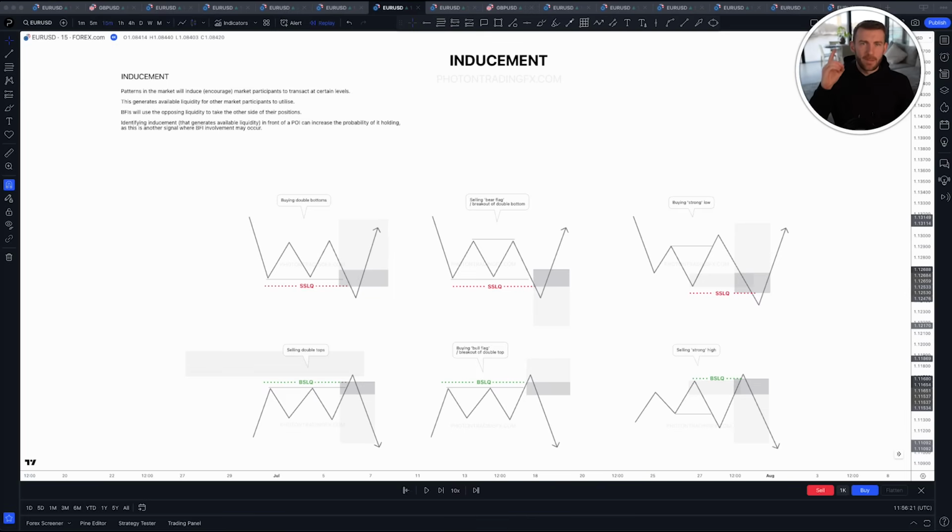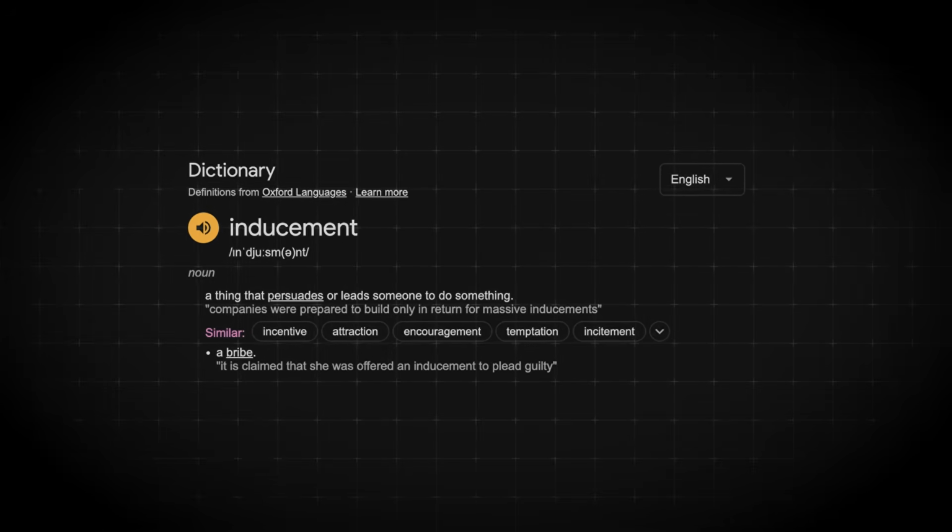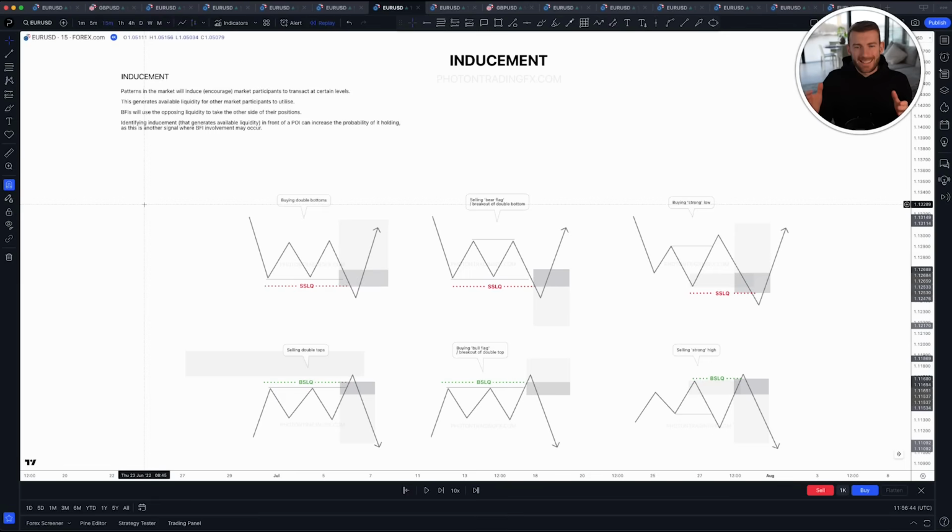Now, why do we get these liquidity pools forming behind these structural points in the market? Well, that's where the concept of inducement comes in. Inducement is a thing that persuades or leads someone to do something. So in trading, what that essentially means is that patterns in the market will encourage market participants to trade at certain levels. And what that does is it generates available liquidity for the big guys to use to fill their positions.